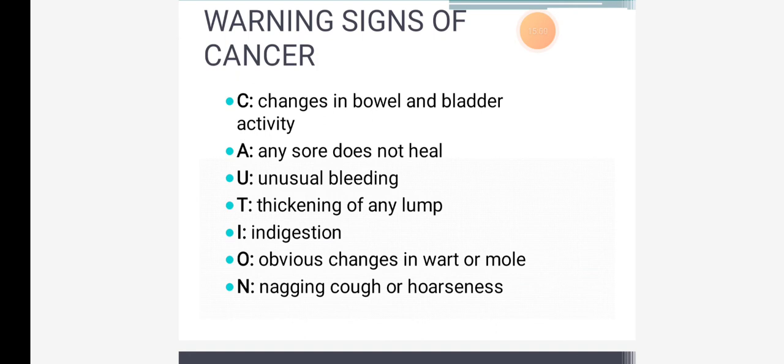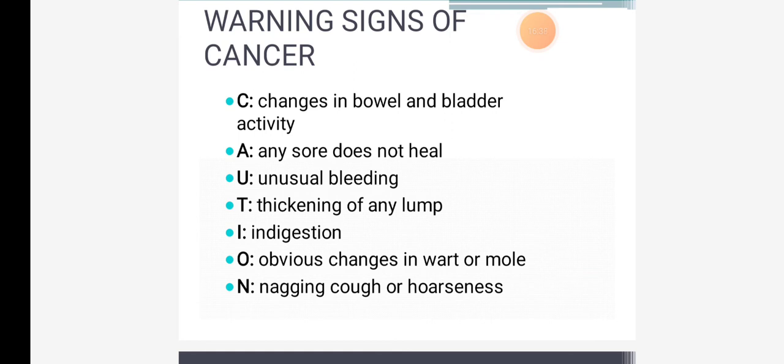Then I is for indigestion. If the person is having indigestion for a longer time and it is not treated properly, then it can be a sign for cancer. O is for obvious changes in wart or mole. If in our body we are having a mole or any wart, and at any time of life it changes, any color change, size change, any obvious changes, then it can be an early sign for cancer.